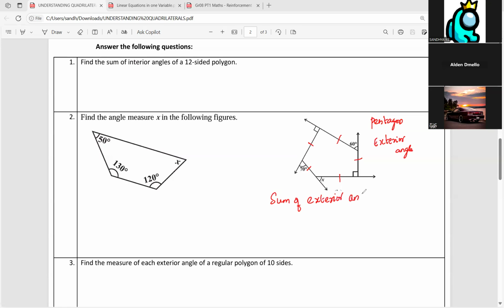What is the sum of the measures of exterior angles? Irrespective of the number of sides, the sum of exterior angles will always be 360. Sum of interior angles is 540, but sum of exterior angles is 360 irrespective of the number of sides. Whether it is a 4-sided, 3-sided, 5-sided or 6-sided polygon, the sum of exterior angles will be equal to 360. So here I have 70 degree as an exterior angle, plus x degree as an exterior angle, plus 60 degree as an exterior angle, plus here they have mentioned only a square.